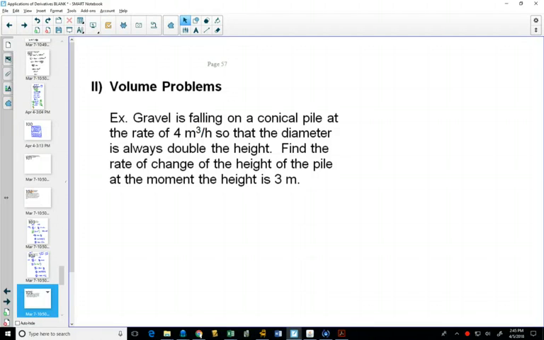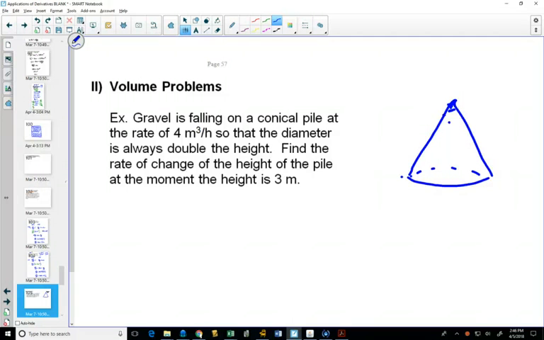So gravel is falling on a conical pile at a rate of 4 meters cubed per hour. So you've got to imagine some sort of gravel company. Here's our gravel, a perfectly round conical pile. It probably has some sort of conveyor belt system that's taking the gravel up and dropping it down, and it nicely will form a cone.